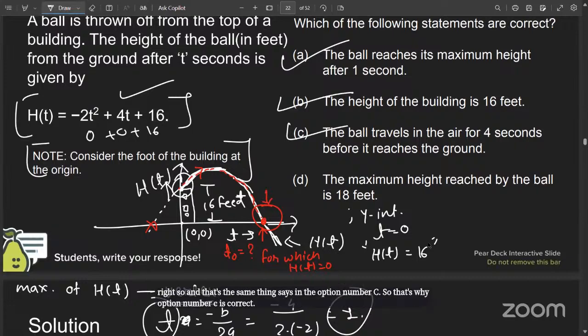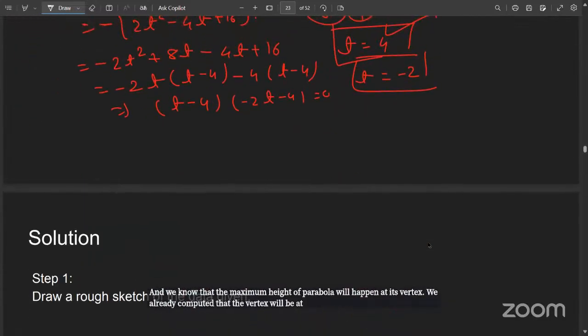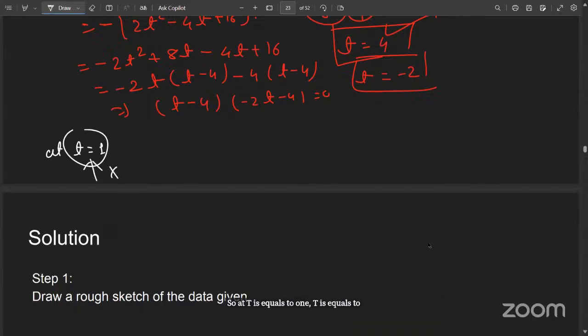And the last option says that the maximum height reached by the ball is 18 feet. We know that the maximum height of a parabola will happen at its vertex. We already computed that the vertex will be at t equals 1, right? So t equals 1 is the x coordinate of our vertex.